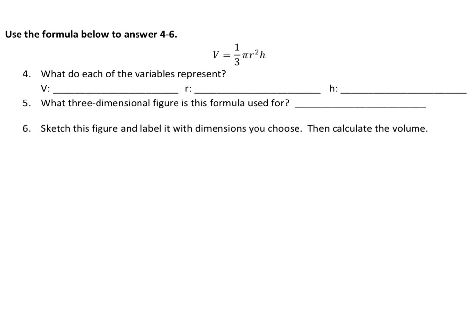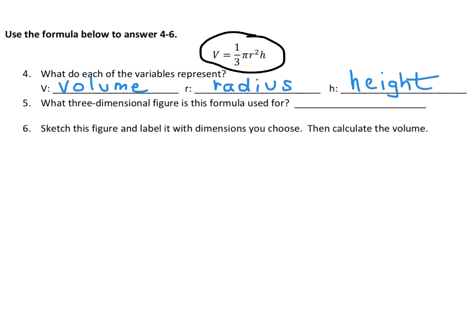Okay, here we have another formula where we have a third times pi times the radius squared times the height. It still has a V. The V stands for volume, so you're going to fill in volume in the first space. And the R will stand for radius, the radius of a circle. And then H has been standing for the height. And we use this formula, a third times pi times radius squared times height. We use this for a cone.